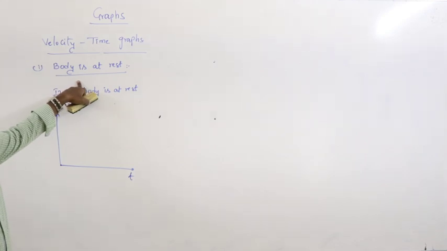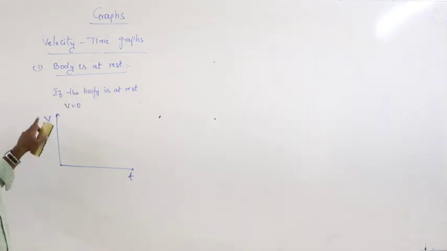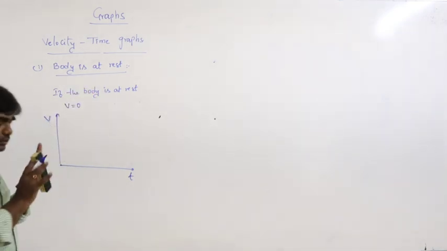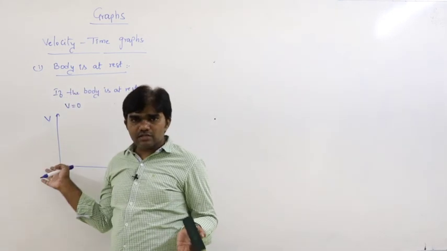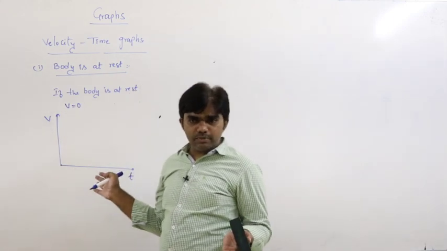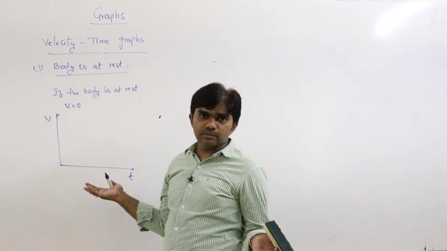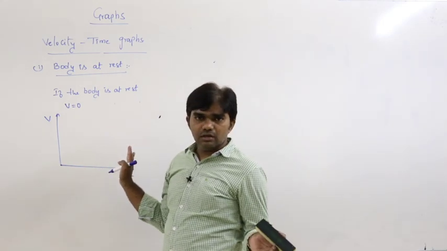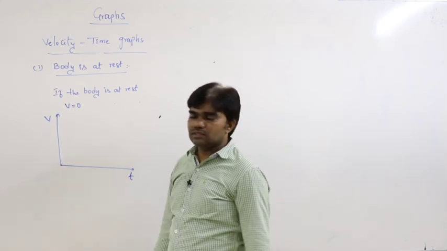If the body is at rest, how can you represent the graph between velocity and time? Nothing we have to represent. Nothing will be there. If the body is at rest, the velocity is 0, which means nothing to represent. So what is the shape of the graph? Nothing. It is an empty graph.